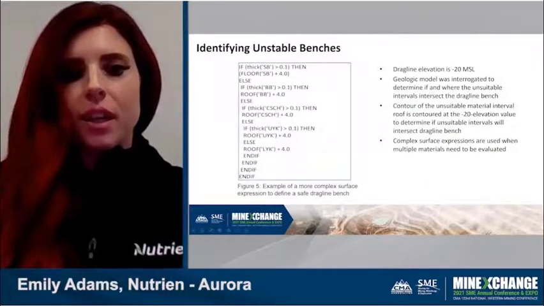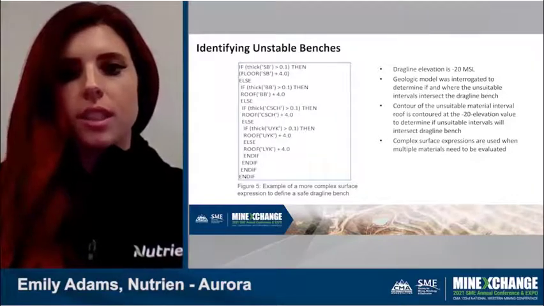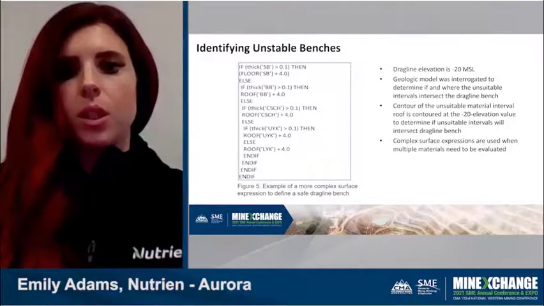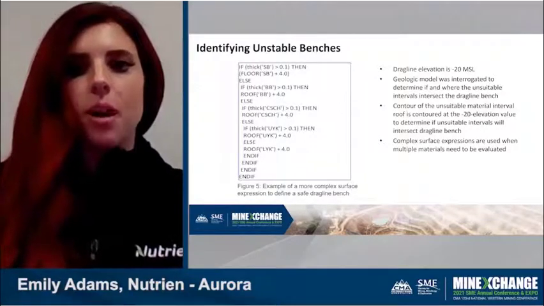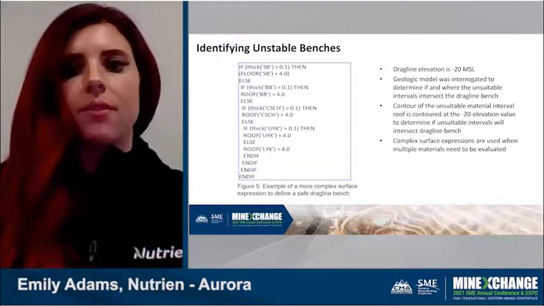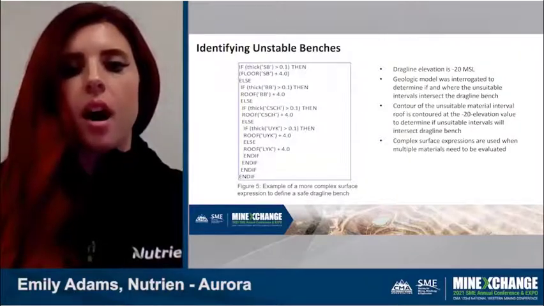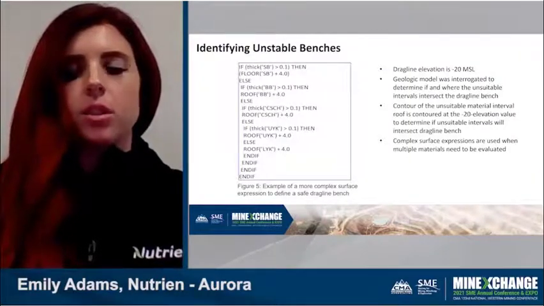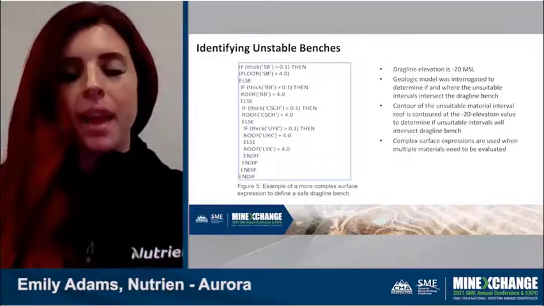So in order to identify these zones, we have to determine an appropriate bench for the dragline. For our site and for the purposes of modeling, we use a -20 elevation for the bench. And the geologic model was interrogated to determine if these unsuitable intervals will intersect this elevation. To begin, we contour the unsuitable materials of the roof at a -20 elevation to determine if these intervals are present and if they intersect the dragline bench at this elevation.